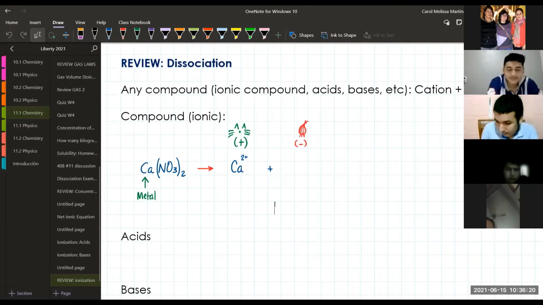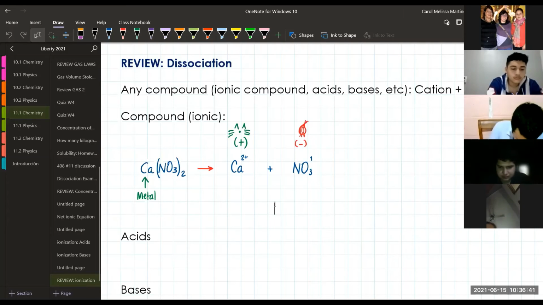So it's gonna be calcium, 2 plus, and the anion. The anion will be the entire parenthesis. Nitrate, which is NO3. And if you look for nitrate in the tables of polyatomic ions, nitrate has a charge of -1. Okay?